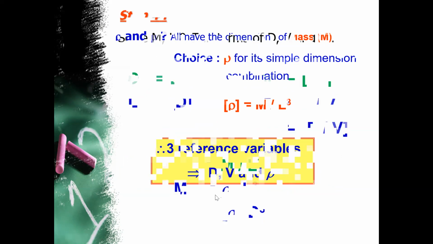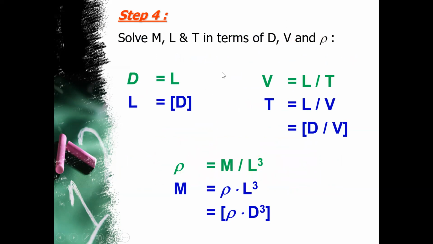What it means by reference variable is the original variables from the problem, but we expand them to contain the fundamental variables, and then we make these the dependent variables in the equation. That's the reason why. So length, time, and mass: we pick these three. Done, three reference variables.